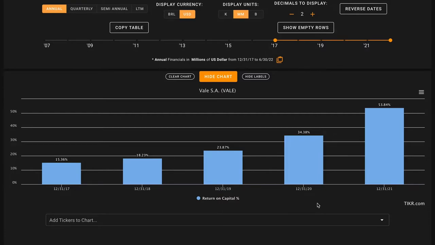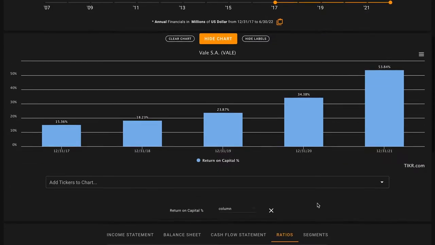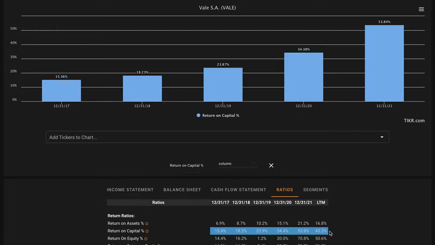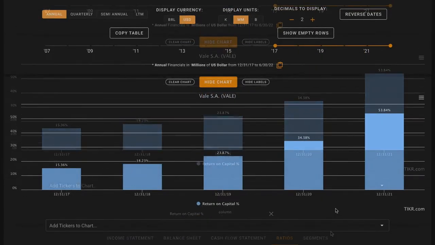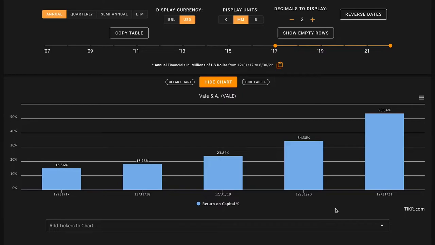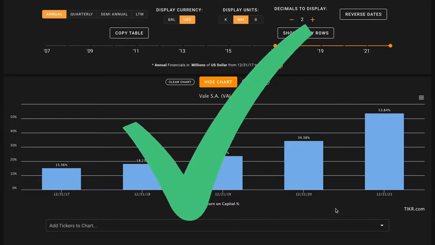So Vale has increased their returns on capital in all 5 of these years. It's more than tripled over this time frame. They hit a peak of 54% returns on capital last year. And over the last 12 months, this has actually come down a little bit, but it's still well above average. They're earning about 43% returns on capital in the last 12 months. So averaged out in the last 5 years, Vale is earning about 29% return on capital in an average year. That is twice the metric we're looking for and 4 times better than an average business. So this is a massive check to start off on metric number 1.